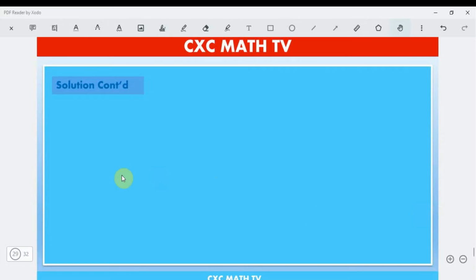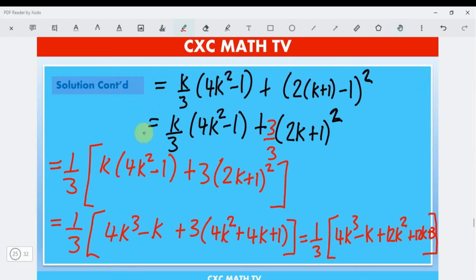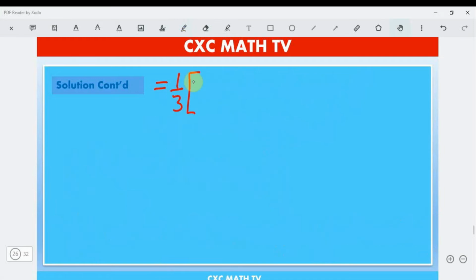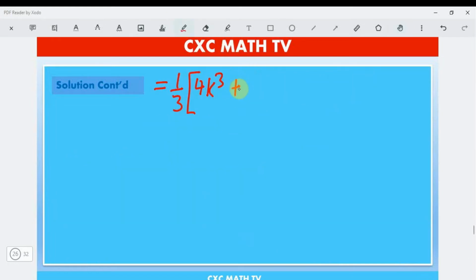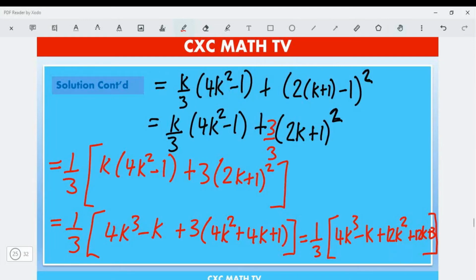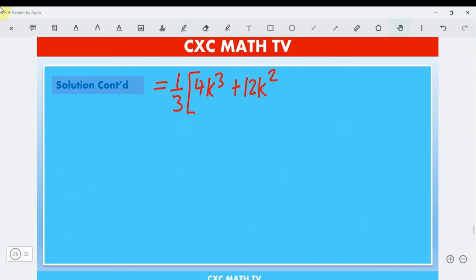Sorry about the dizzle dazzle a while ago. In other words, all of that is going to simplify to be 1 over 3 in bracket 4k cubed. Now you have 12k squared here, and we don't see any other k squared term, so we just put plus 12k squared. And then we have minus k plus 12k, that is 11k plus 3. Now guys, we need to factor out k plus 1. In order to factor out k plus 1, we need to divide this by k plus 1.